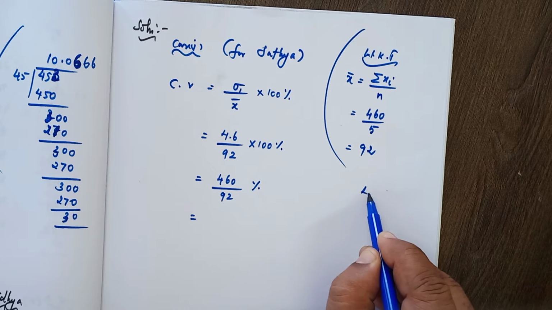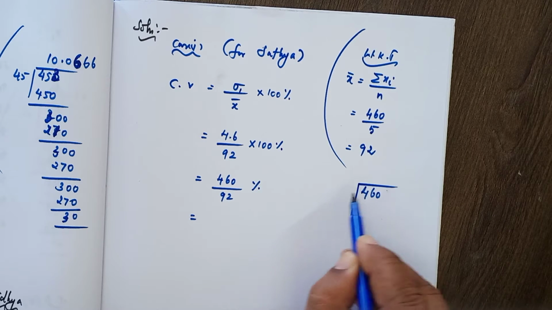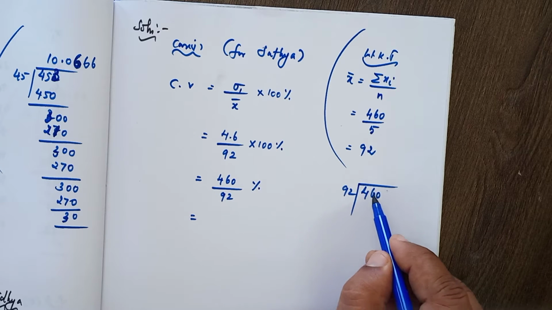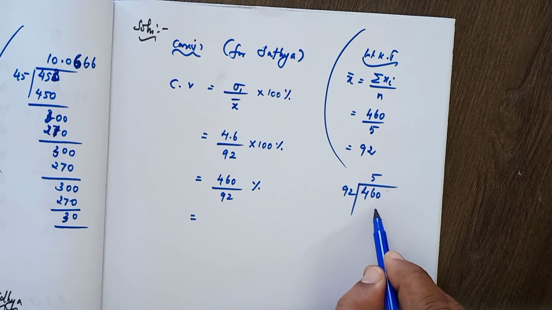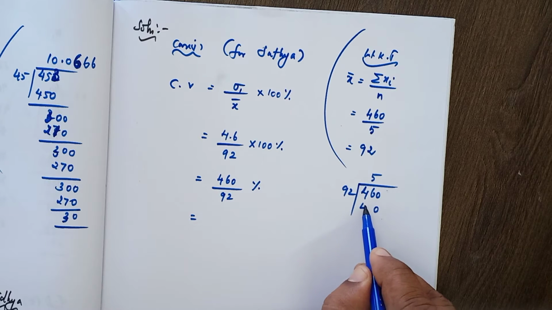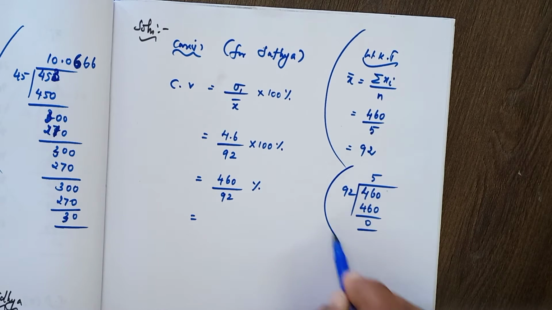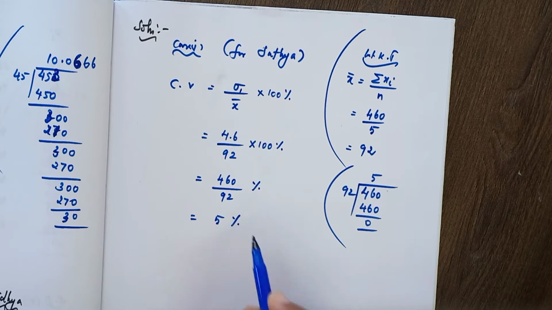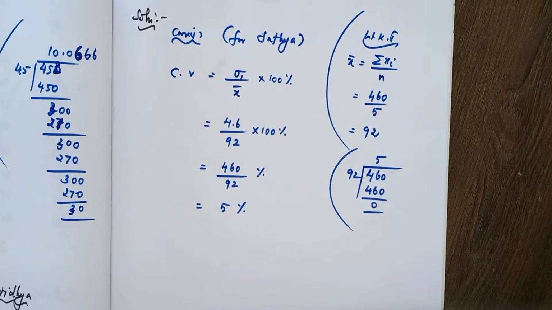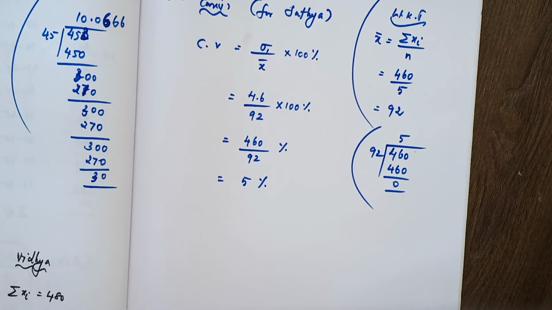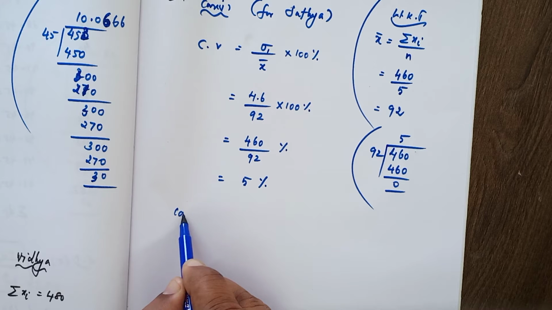I do the calculation here. 460 divided by 92. Can take 5. 5 2s are 10, balance 1, 5 9s are 45 plus 1, 46. Got the remainder 0. So 5%. That is the coefficient of variation for Satya. Now we can go for Vidya, case 2.